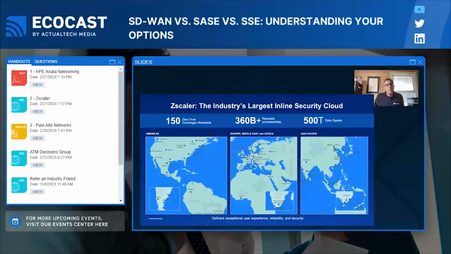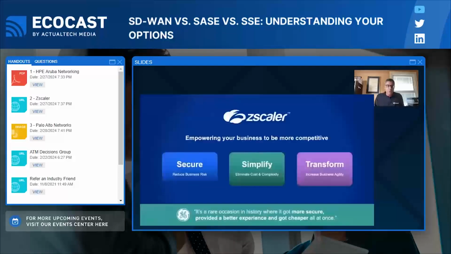And ultimately, what is the ultimate goal of this? It's ultimately to secure, right? Reduce the risk, business risk, risk reduction obviously is huge. Simplify, right? Through an SSE, SASE type of platform, you're eliminating costs, eliminating complexity. You don't have as many point solutions.